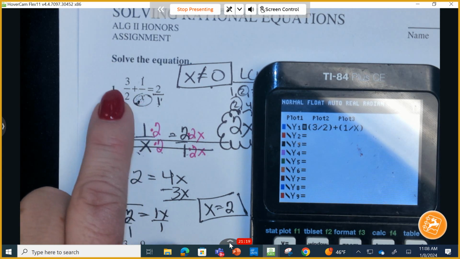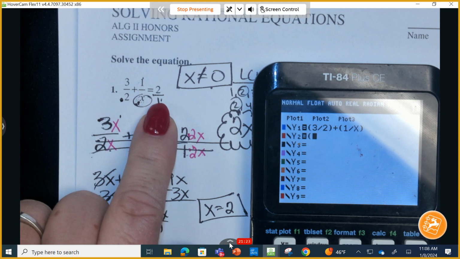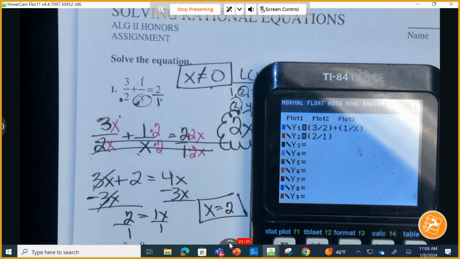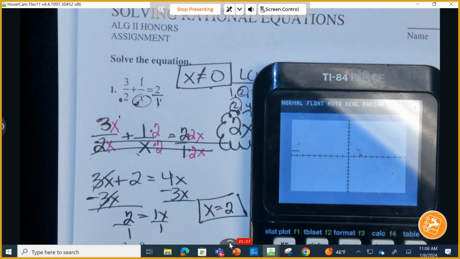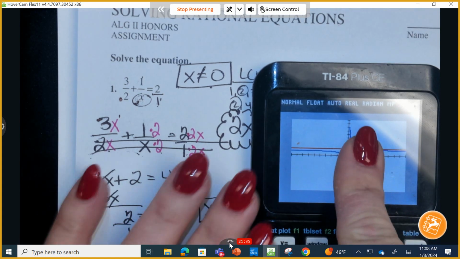That's on the left side of the equal sign. I'm going to input it for Y sub 1. And then we have 2 divided by 1. Let's graph it and find out where do they meet. Okay, this is where I can see that it's going to intersect.